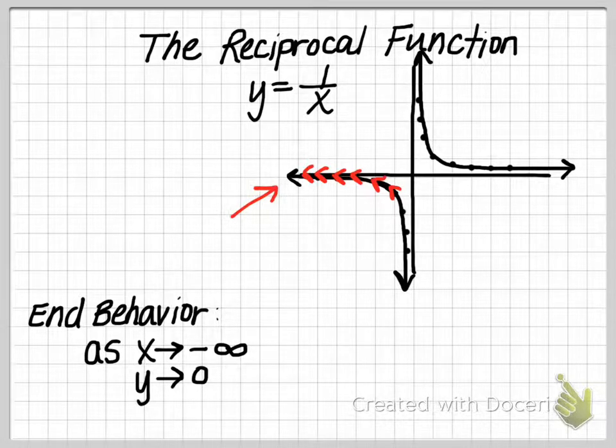And then we can do the same for the right side. Let's analyze the right behavior as x approaches positive infinity. So now I'm going to be traveling on the right side of the graph.